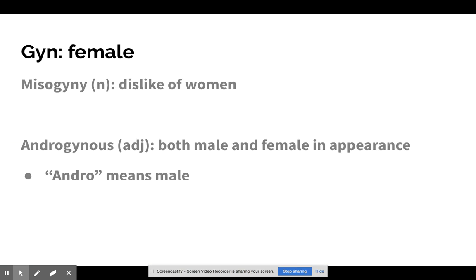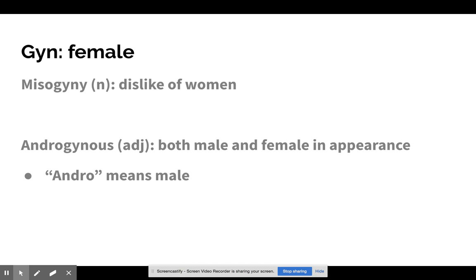So the first root that you have is gyn, G-Y-N, which means female or woman. And the two words I gave you are misogyny and androgynous. Misogyny, which we've had before, means dislike of women. Remember when we had misanthrope? So mis, again, that prefix, means to hate or to dislike. In this case, misogyny is dislike of women. People are described as misogynistic if they mistreat women in some way or think that women are less than them. This is often directed toward males, but that doesn't mean that other women can't be misogynistic too.